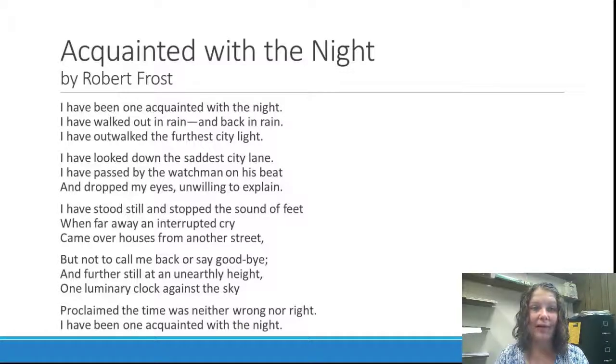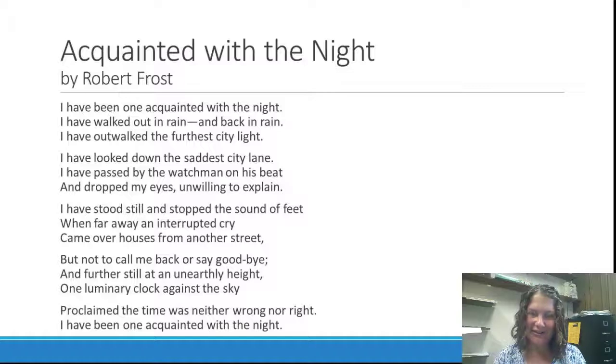Acquainted by the Night by Robert Frost. I have been one acquainted with the night. I have walked out in rain and back in rain. I have outwalked the furthest city light. I have looked down the saddest city lane and passed by the watchman on his beat and dropped my eyes, unwilling to explain. I have stood still and stopped the sound of feet when far away an interrupted cry came over houses from another street, but not to call me back or say goodbye. And further still, at an unearthly height, one luminary clock against the sky proclaimed the time was neither wrong nor right. I have been one acquainted with the night.